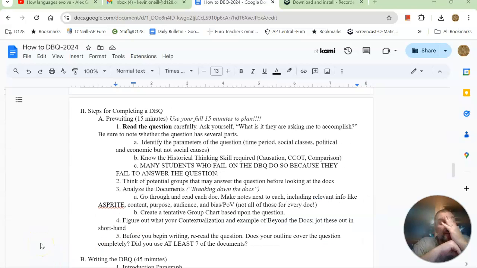All right, so now that we got the scoring down, we're going to talk about what you actually need to do to complete a DBQ, how you are going to go about this. So the first step is the pre-writing. And you're going to get 15 minutes on the actual DBQ to do that. On a lot of our DBQ quizzes that we take, this is the 15 minutes that you are going to get. Okay, so we want to use this 15 minutes.